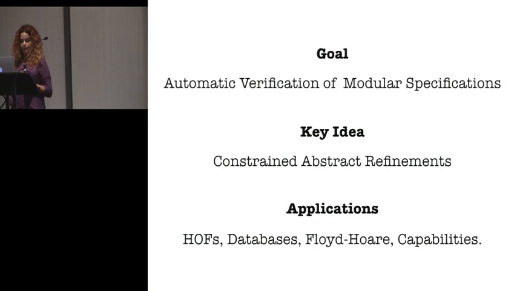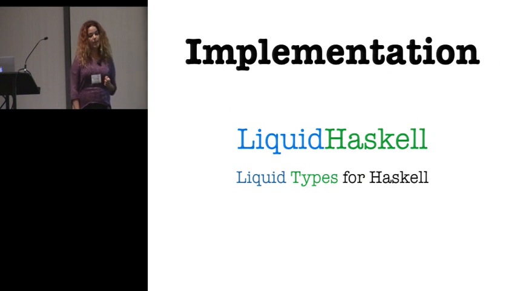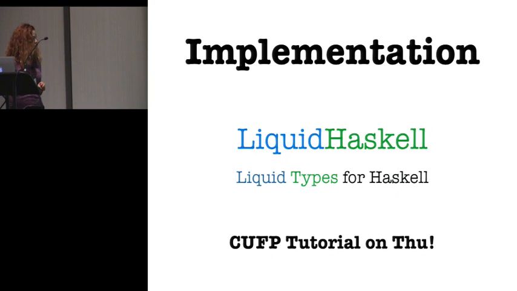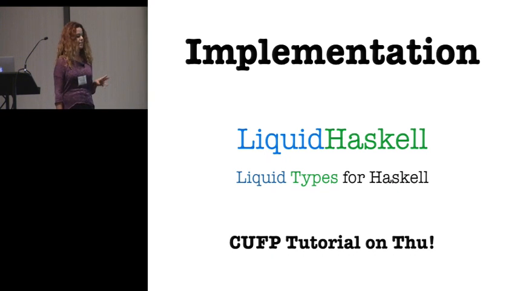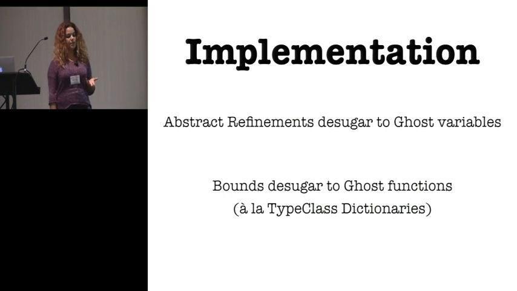So we saw some applications, and then I'm going to make some notes on the implementation. So we built bounded refinement types on top of Liquid Haskell, a liquid type checker for Haskell code. So I'm not going to say anything more on Liquid Haskell, but there is a CUFP tutorial on Thursday if you want to learn more. So given Haskell, building bounded refinement types was quite easy because we observed that abstract refinements desugar to ghost variables and bounds desugar to ghost functions in a way very similar to how Haskell builds the type class dictionaries.